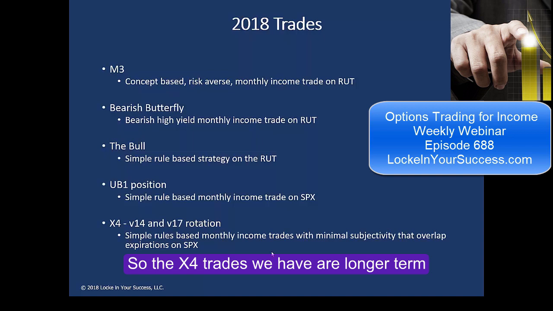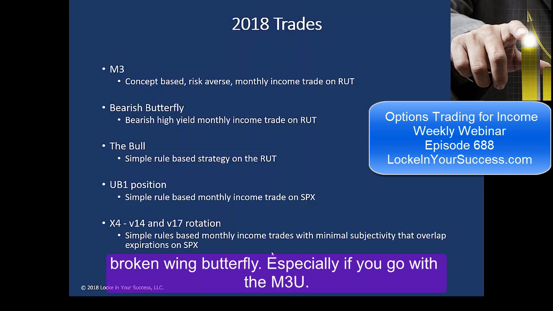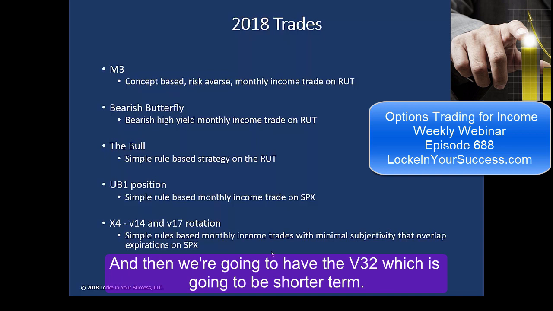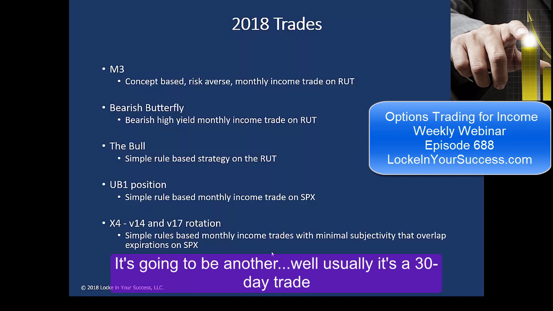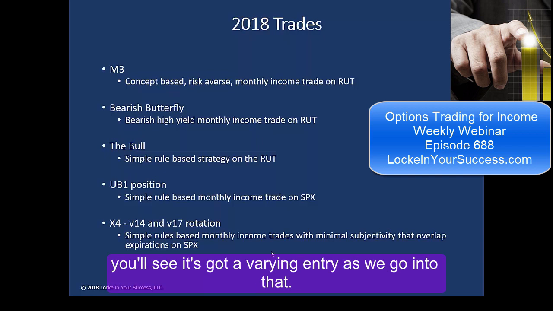So, with the X4 trades, we have our longer term broken wing butterflies in the SPX. We have the M3, which is like a longer term broken wing butterfly, especially if you go with the M3U. And then we're going to have the V32, which is going to be shorter term. Usually it's a 30-day trade. You'll see it's got a varying entry as we go into that.